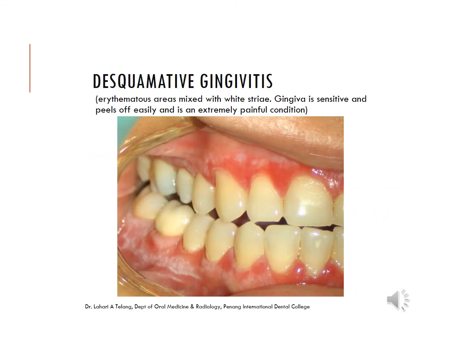Now, this is a very interesting terminology, desquamative gingivitis. This is not a diagnosis, but it's a clinical feature where you see erythematous areas mixed with white striae, generally seen on the gingiva. That's why the term desquamative gingivitis. The gingiva is sensitive and peels off easily and is an extremely painful condition. So the patient comes to you saying, doctor, I'm not able to brush my teeth. When I brush my teeth, I end up with a lot of pain and I feel that my gums are peeling off. Please help me. What am I supposed to do?